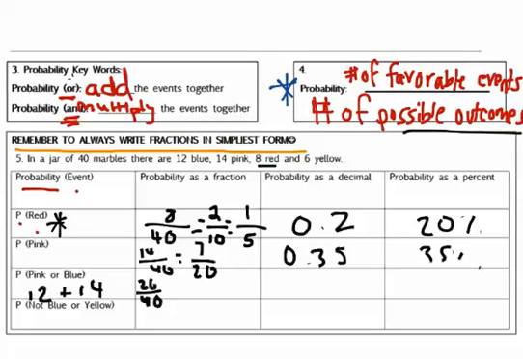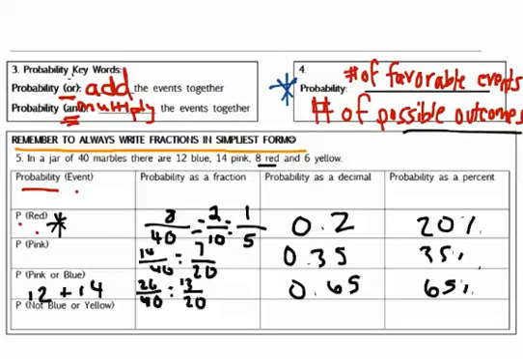Okay, think to yourself, what can I reduce that by? They're both even, so I can divide by 2, so let's see if we can do that. So if I divide 26 by 2, I'm going to get 13. And if I divide 40 by 2, I'm going to get 20. 13 over 20 is 0.65, which is 65%.